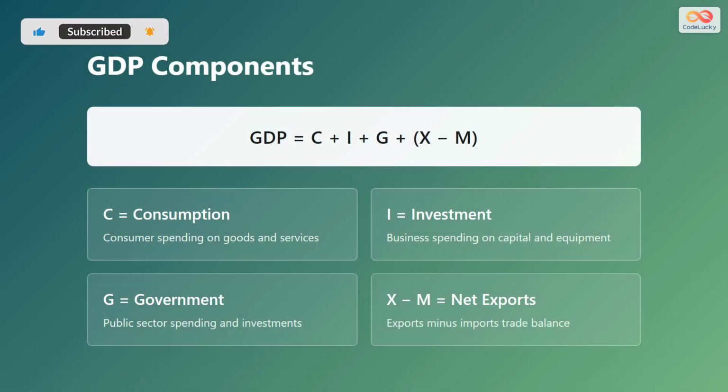GDP is calculated using a specific formula. GDP equals C plus I plus G plus the quantity X minus M. Let's break this down. C stands for consumption, which is all the spending by consumers on goods and services like groceries, entertainment, and clothing. I represents investment, including business spending on capital and equipment. G is government spending on public services and infrastructure. Finally, X minus M is net exports, which means the value of exports minus imports, showing the trade balance. These 4 components together give us the complete GDP picture.